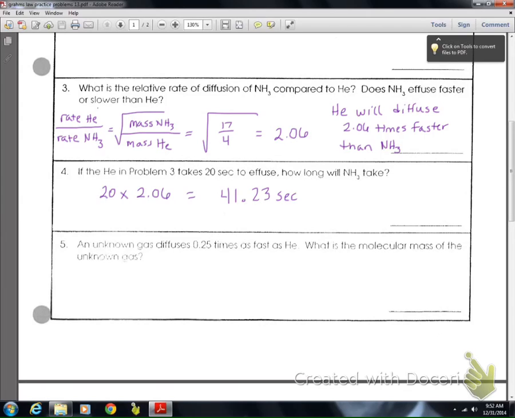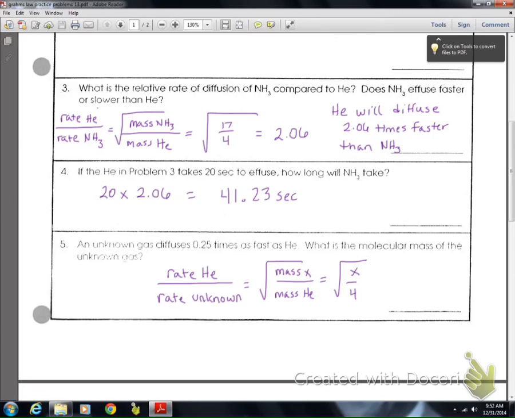Alright, the last problem. So it's an unknown problem. On these ones, it's easiest to put the rate of the unknown on the bottom to start. So the rate of helium divided by the rate of the unknown is going to be equal to the square root of the mass of X over the mass of helium. I know my helium is equal to 4, so I'm going to say the square root of X over 4. And when I look at my problem, it says an unknown gas diffuses 0.25 times as fast as helium.